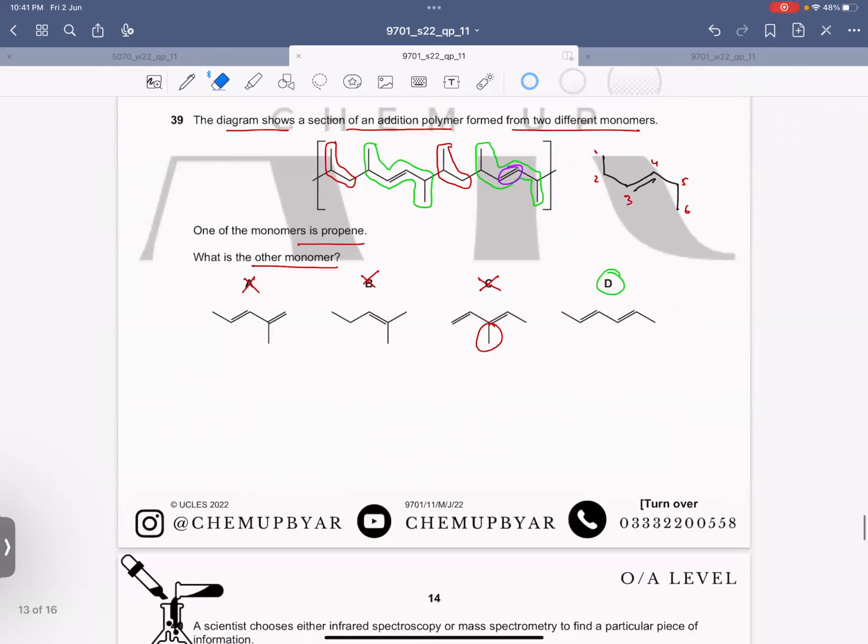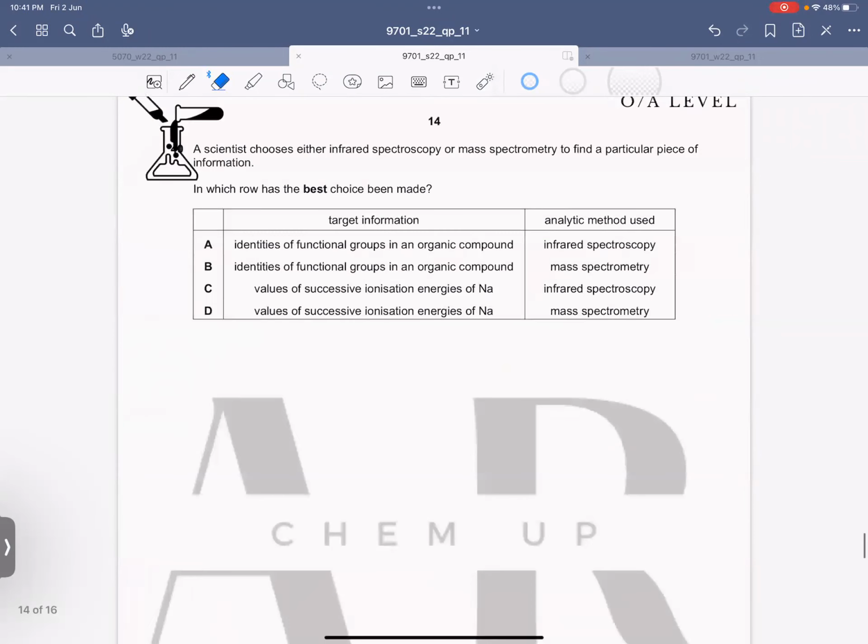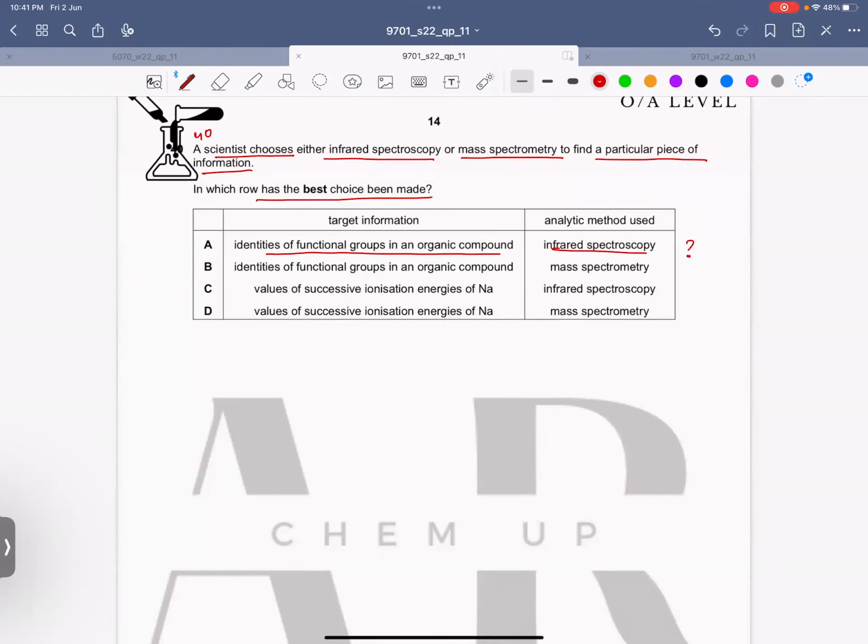Okay. Now question number 40. A scientist uses either infrared spectroscopy or mass spectroscopy to find a particular piece of information. In which row has the best choice been made? Identifies the functional group in an organic compound: infrared. Is this a correct one or not? Yes, it can be a correct one because infrared will help us to identify the functional groups, right? Now, but we have to make sure the rest are wrong. Identifies the functional group in an organic compound: mass spectroscopy. No, completely wrong statement.